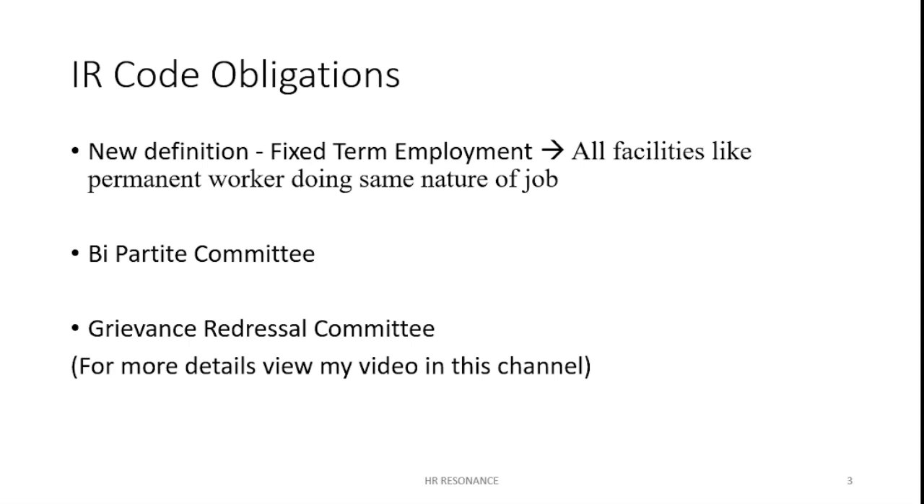Another chapter in this is on bipartite committees, wherein works committees are narrated, which is already an existing clause, where there are more than 100 workmen. Committee should be there by notification, etc. One more important provision which the employer should be aware of is the grievance redressal committee. Under the code, where there are more than 20 employees, there is an obligation on the part of the employer to form a grievance committee consisting of equal representatives of employer and employees. Earlier the number was 6, now extended to 10, and this will deal with the day-to-day grievances of the employees in making the industrial relations smooth. This is an obligation on the part of the employer. For more details on this, I have a detailed video you can view on this channel.